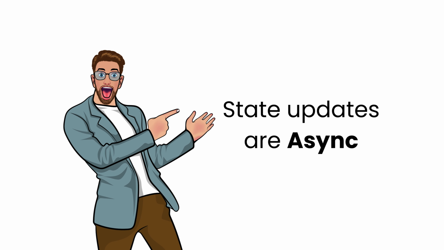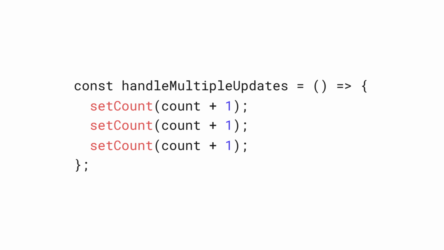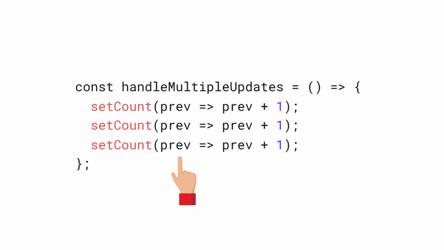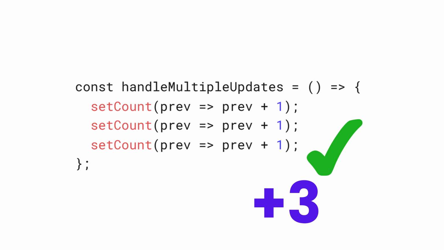Take a look at this code. You might expect this to increment count by 3, but it only increments by 1. The reason we use the functional update pattern is to solve this. Now each update gets the most recent value, and count increases by 3 as expected.